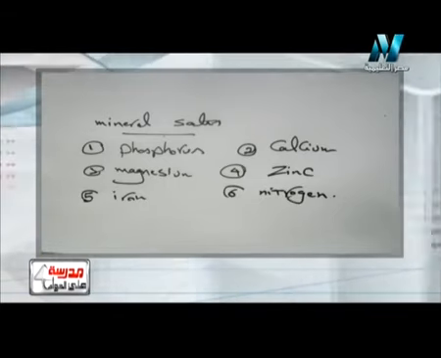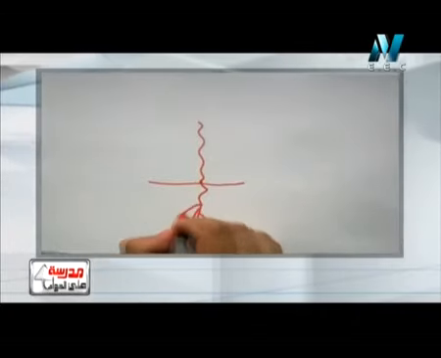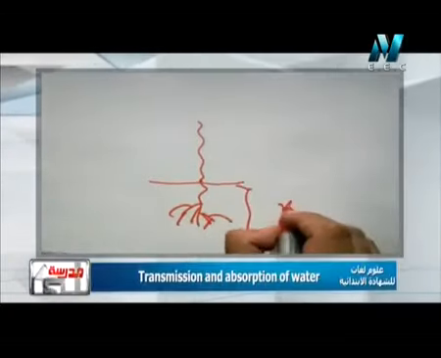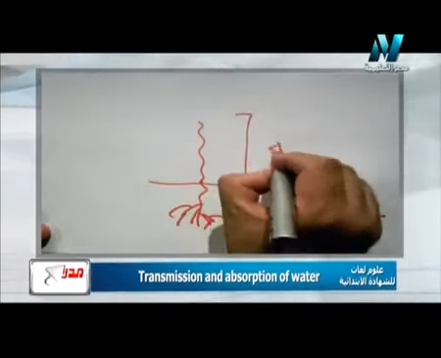So what is the structure of any plant? The plant consists of 2 main parts, which are the root system, which we'll study in detail today, and the shoot system, which we'll study in another stage, the preparatory or secondary stage. Today we will focus on the root system, which absorbs the water and mineral salts from the soil. So any plant consists of 2 parts: the root system and the shoot system.